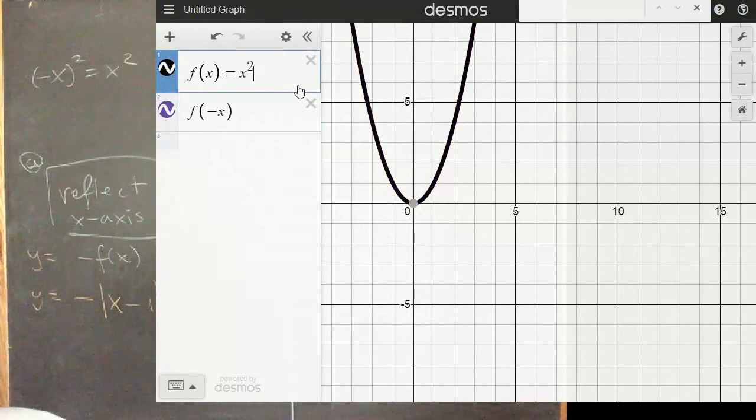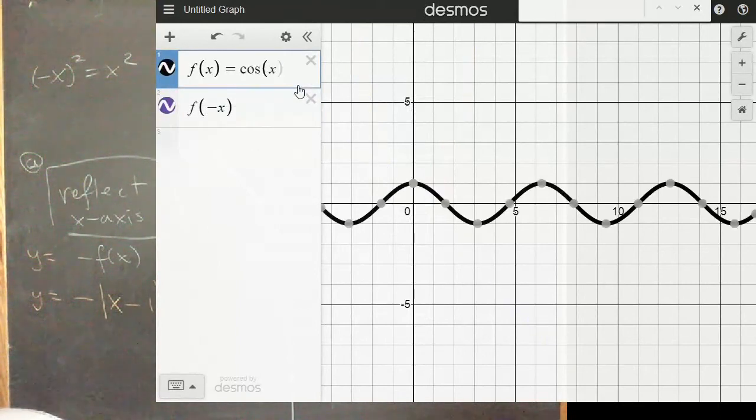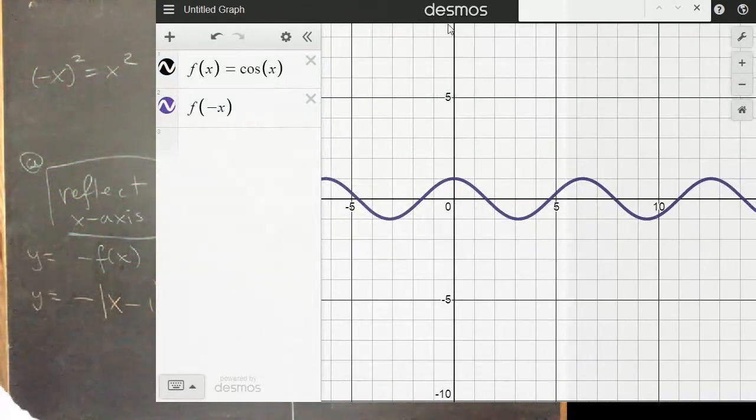Let me show you another function that has this property. Cosine of x is another function that has this property. If I look across the y-axis, everything is symmetric, right? This guy matches with that one, this one matches with that one, and so on and so forth. But there are some functions that don't have this property.